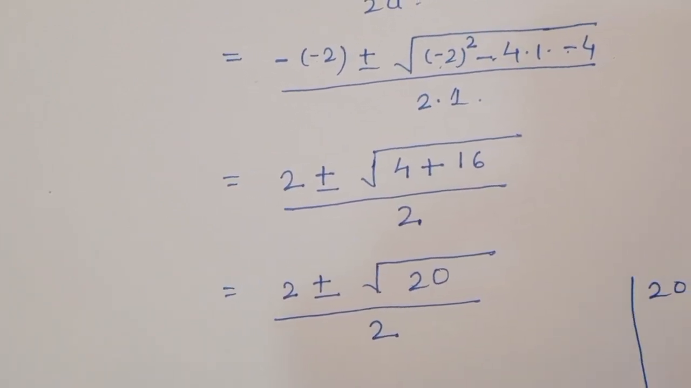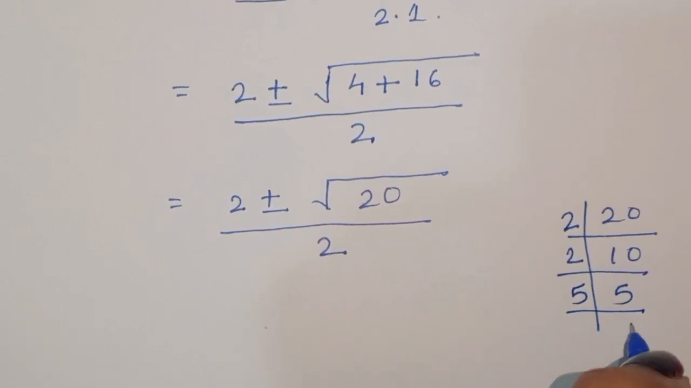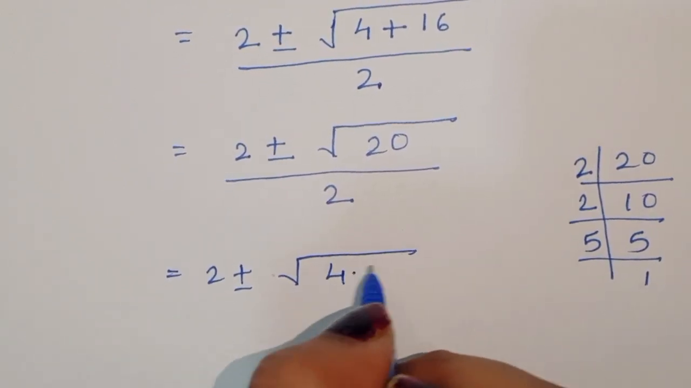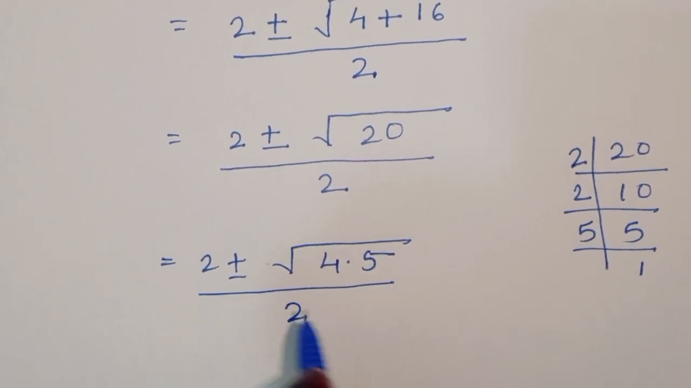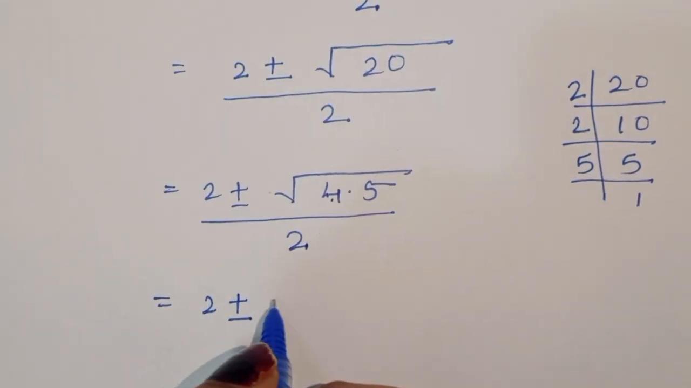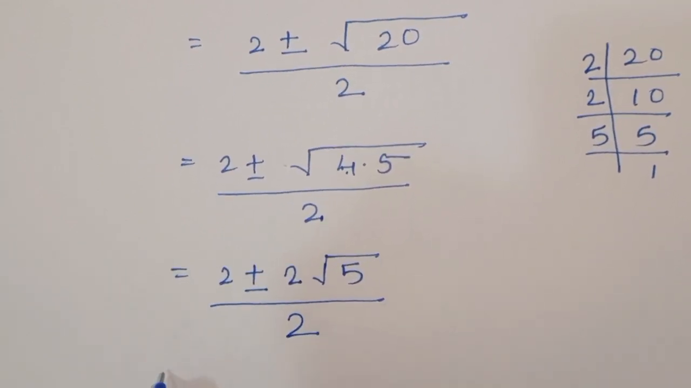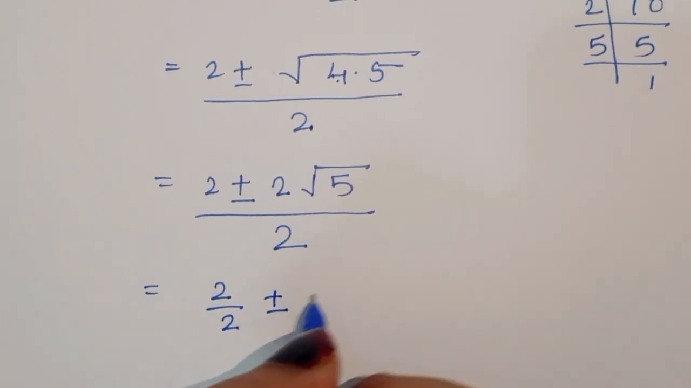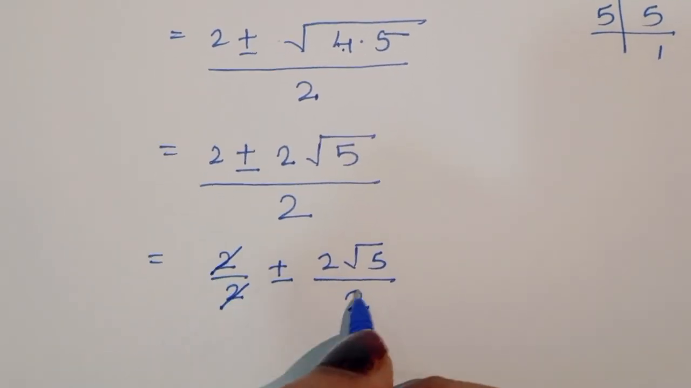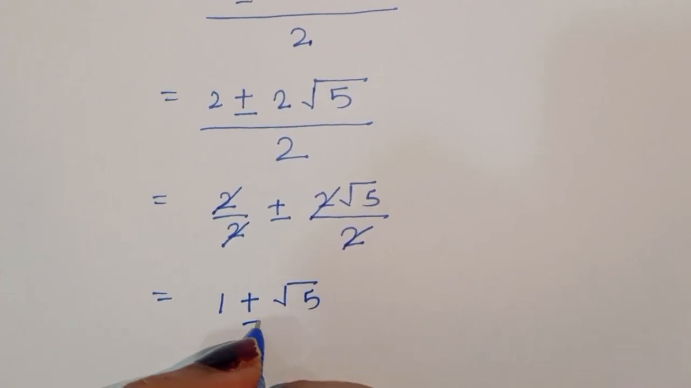Now the factors of 20: 2 times 10, 2 times 5 times 2... 4 times 5 is 20. So we can write 2 plus minus square root of 4 times 5 divided by 2, right. The 4 comes outside as 2, so it becomes 2 plus minus 2 square root of 5 divided by 2. This 2 cancels with this 2, and here this is equal to 1 plus minus square root of 5.